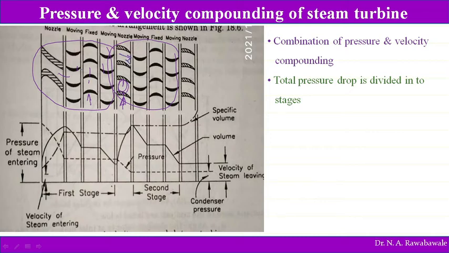Again the pressure gets reduced. Here pressure is not going to reduce in this fixed set of blades. So this is a fixed set of blades, but pressure is not going to reduce, but here pressure is going to reduce. So this is a combination of what we call pressure velocity compounding and pressure compounding.